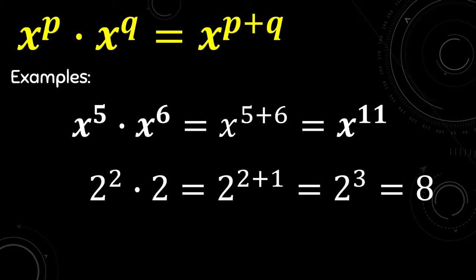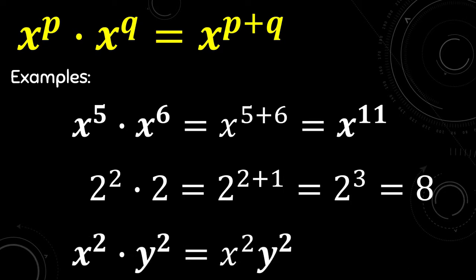2 squared times 2. We all know that 2 alone, the exponent of 2 is 1. That is, 2 plus 1 is 2 cubed. And we all know that 2 cubed is equal to 8. Another example, we have here x squared times y squared. Notice that we didn't add the exponents because they are different variables. x and y are different, so we will not add their exponents. So the final answer is x squared y squared.